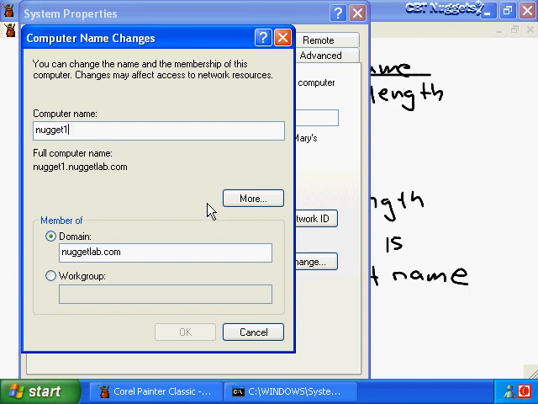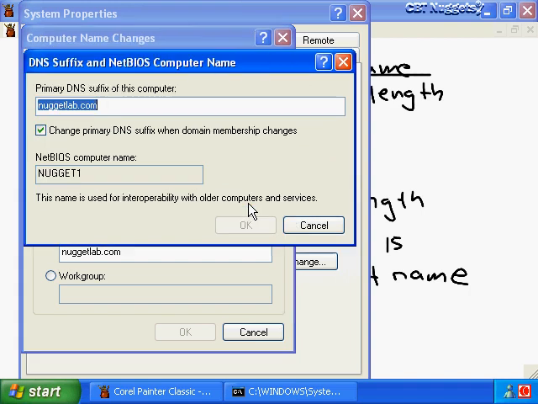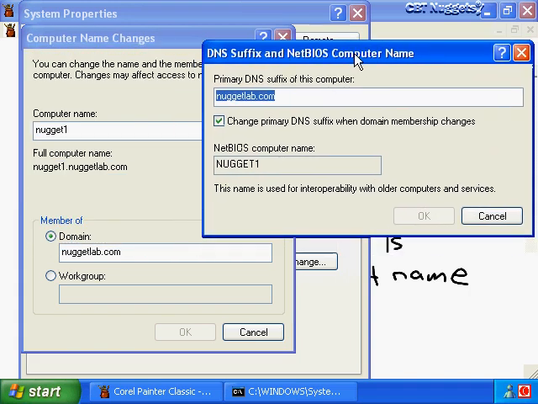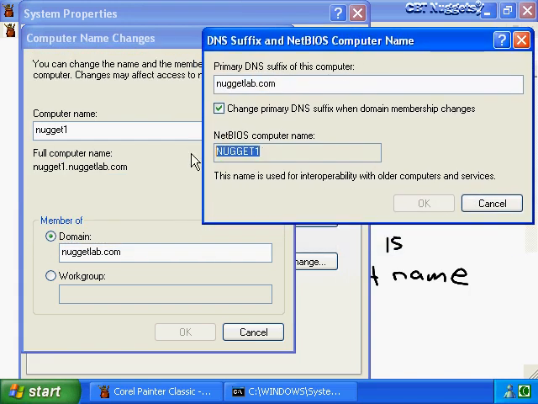And to see the NetBIOS name, you would click on the More button. And so we see in this field, here's the NetBIOS name. The NetBIOS name is derived from the first 15 characters of the computer name. But if you notice here, I can't change the name. I can't independently configure the NetBIOS name. This is grayed out. So I can't call the NetBIOS name Nugget2 and the computer name Nugget1.